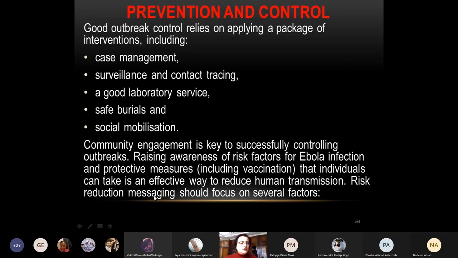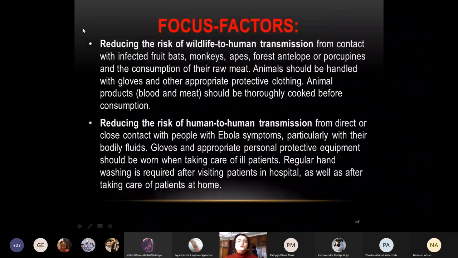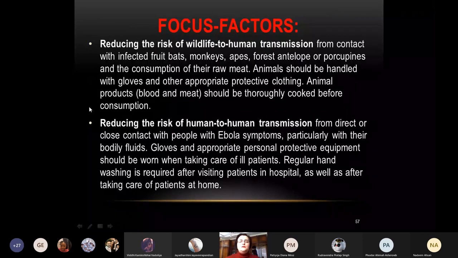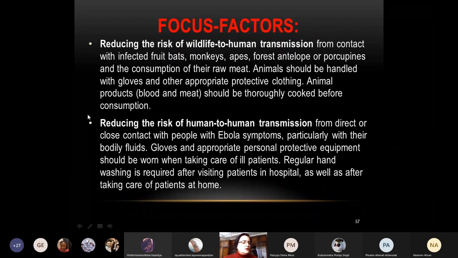Risk reduction messaging should focus on several factors. Reducing the risk of wildlife to human transmission from contact with infected fruit bats, monkeys, apes, forest antelope or porcupines, and the consumption of their raw meat. Animals should be handled with gloves and other appropriate protective clothing. Animal products, blood and meat should be thoroughly cooked before consumption.